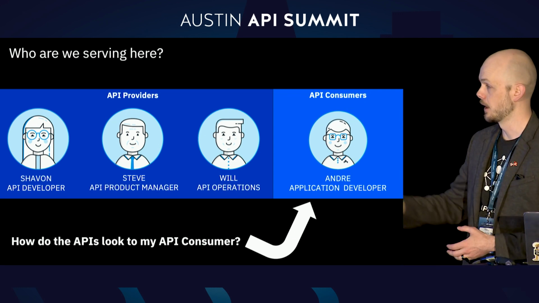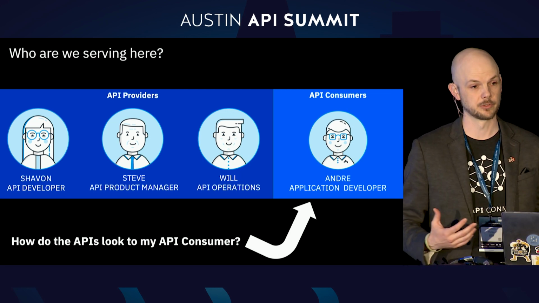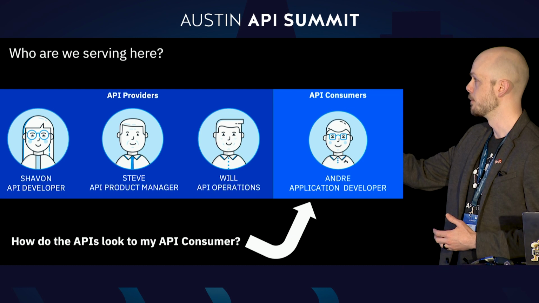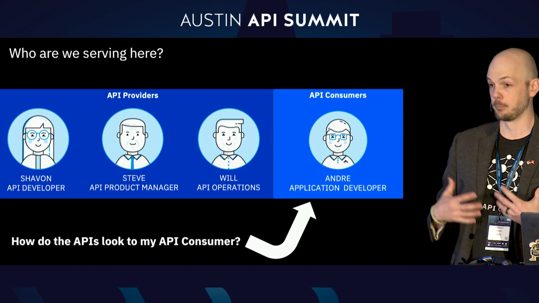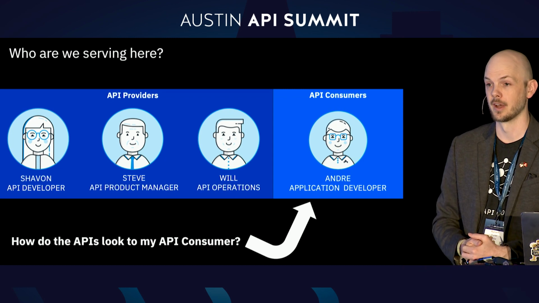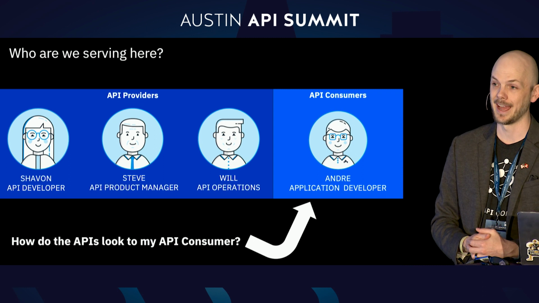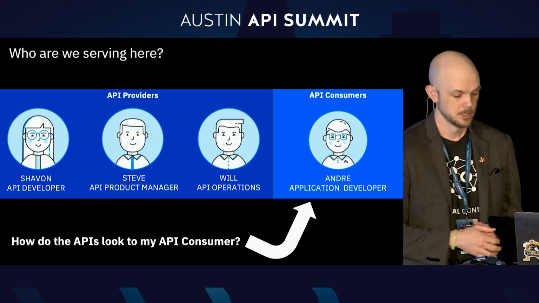You could be the operations person who is responsible for making sure that these APIs are continuously available. And each of these people could benefit from a deeper understanding of their API consumer, Andre, the application developer here. Because that's the purpose, right? That's why we're here. We're here to provide an API that is functional, that is both secure and open, and adds actual value to the consumers that are building on our APIs.